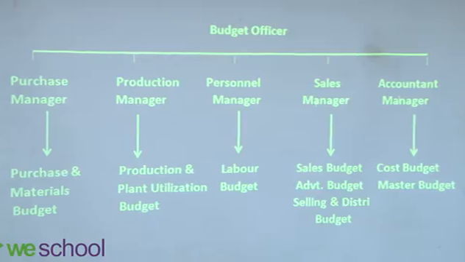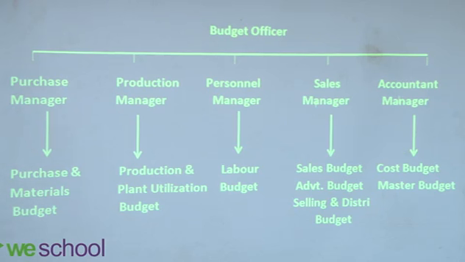Every departmental head will make a budget. The purchase manager will make the purchase budget and material budget on the basis of the requirement, volume and operational level of the company. On the basis of the volume of the production process, the production manager will prepare the production and plant utilization budget, as per their optimum level of efficiency. The personnel manager will make the labor budget, salary budget, appraisal budget and bonus budget.